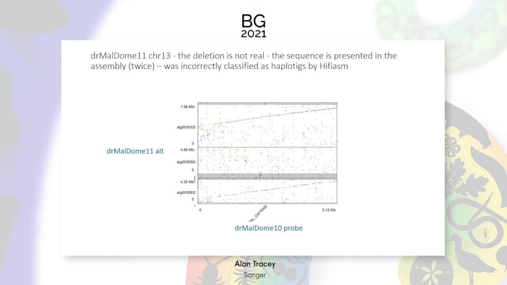When we take the missing sequence that's present in the other Sanger assembly, drMalDom10, and probe the drMalDom11 alt assembly, we find that the sequence is not only present, but the whole thing is present twice. We know from the names of these two sequences, the ATG prefix, that they were removed erroneously by hifiasm. Hifiasm incorrectly classifying both of these sequences as haplotypes, leaving a large hole in the primary assembly.